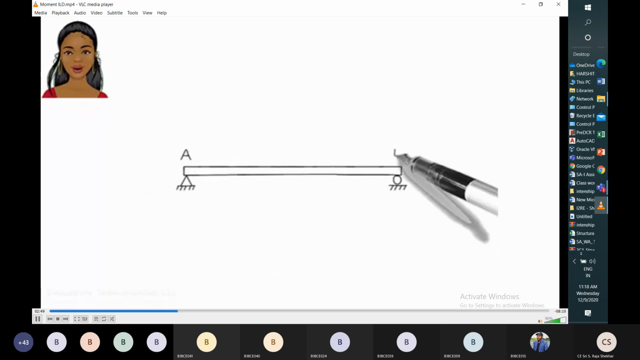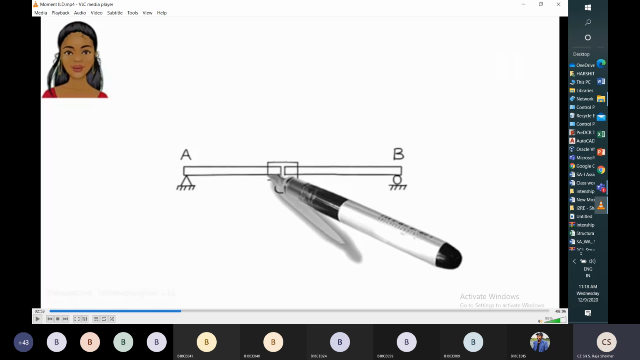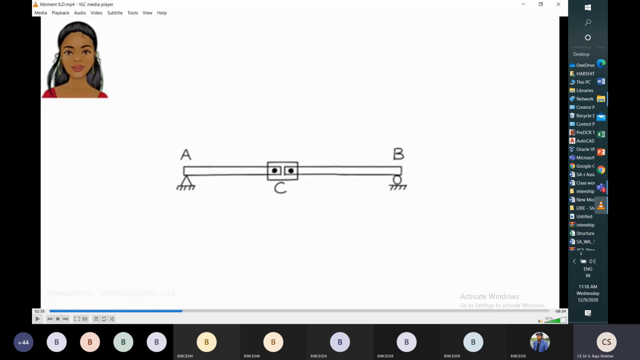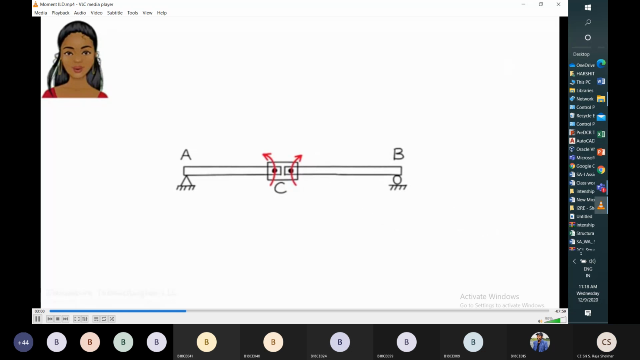Now I want to use the shortcut method to draw the moment influence line at a section. For drawing the moment influence line at that section, we will follow this procedure. First, we will create one hinge in that section, and we will apply a positive bending moment at that hinge.